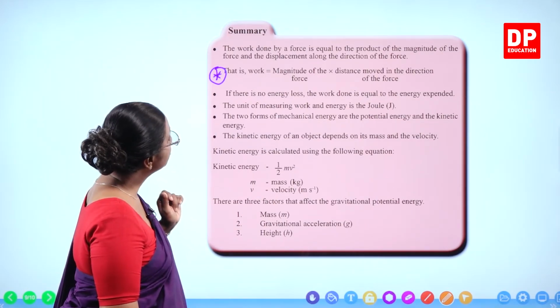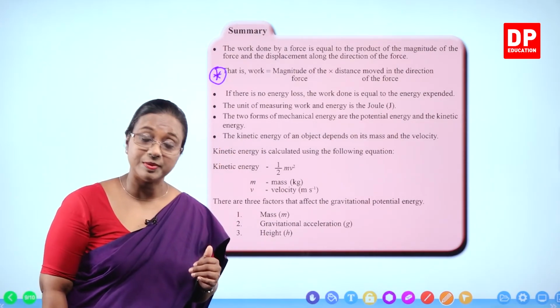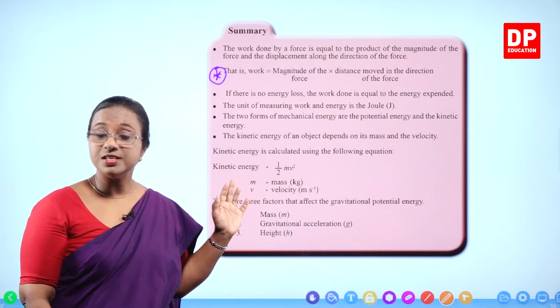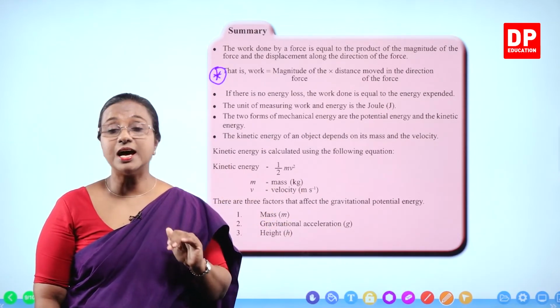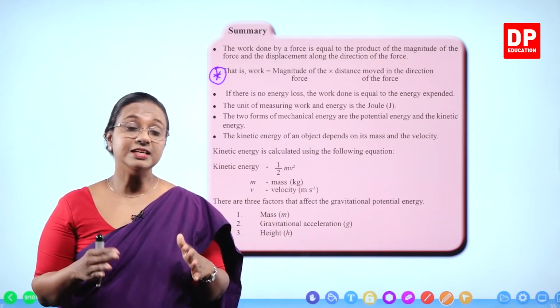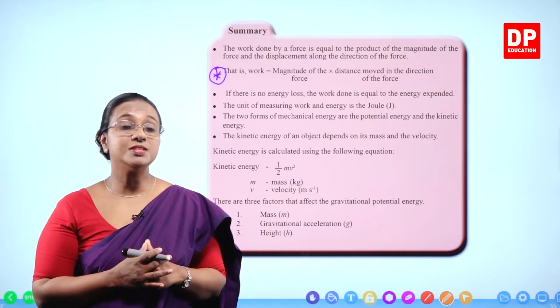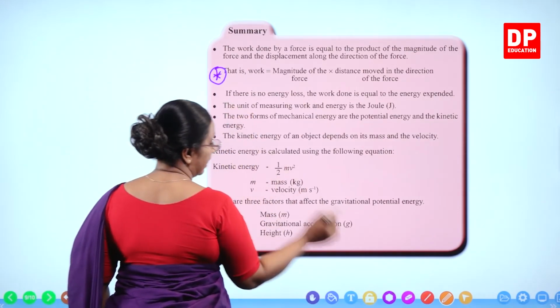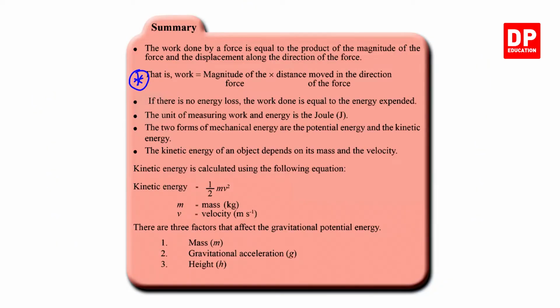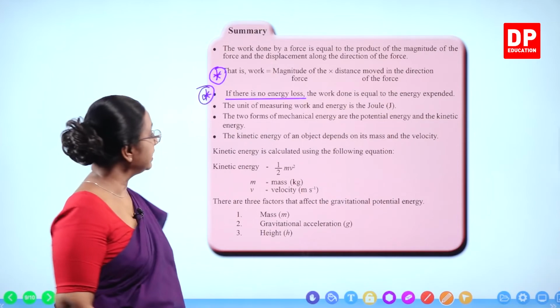Then, if there is no energy loss, the work done is equal to the energy expended. So when we did the calculation, students, even in the previous slide, I said the potential energy gained is equal to work done. That is considering there is no energy loss. Normally, there will be energy loss, but we consider when we do these calculations that there is no energy loss. That's very important. If there is no energy loss, then the work done will be converted to the energy expended.